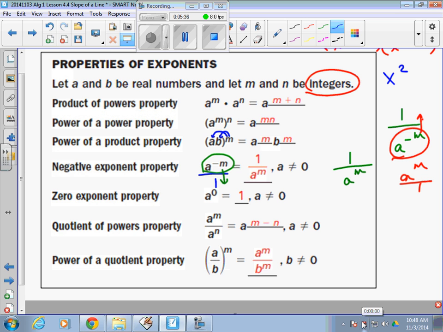And then a over b to the m power means a to the m over b to the m. And this was just like the last word problem we did, 1/2 to the 5th power. We made sure both of them got raised to the 5th power. Just like this one here, where a b to the m power, you distribute the m to both of them. This one, you're going to distribute the m to both of them, and it becomes a to the m over b to the m.